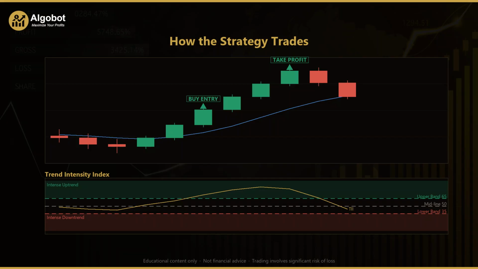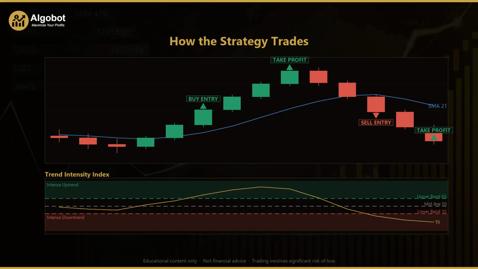Now the market rolls over. Price stalls, then turns lower, and the next few candles close back below the moving average. In the index panel, you can see the gold line falling away, dropping through the midline and heading toward the lower band. On the 12th candle of our sequence, the index crosses down through the lower band of 35, having been above it on the prior bar, and that candle closes below the moving average. This is the mirror image of the long setup, and the sell entry marker appears.